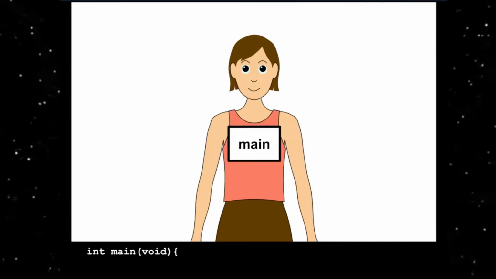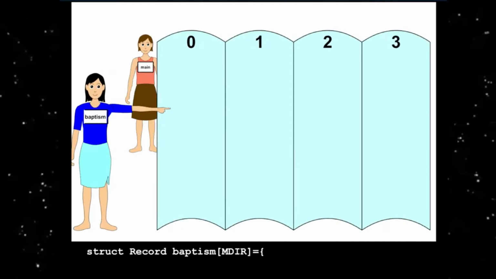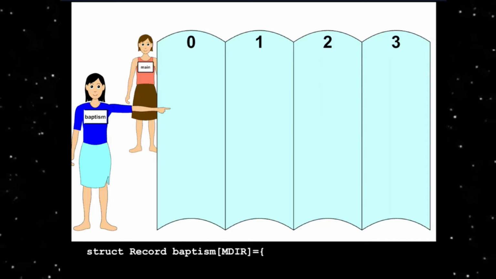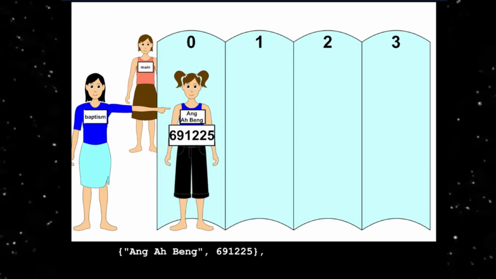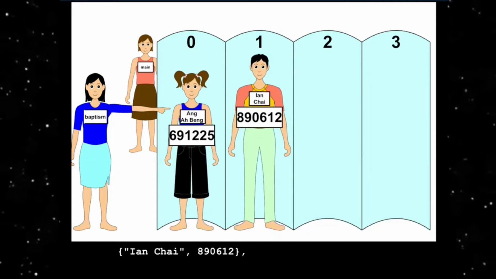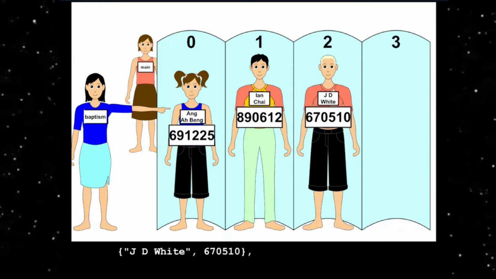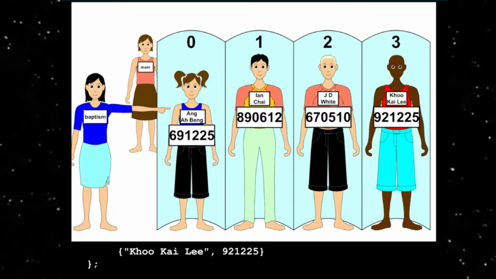We start with our main function. This is the array baptism for our sequential search demo. There are 4 records in our array. They are Ang Ah Beng, baptized in 69, Ian Chai, baptized in 89, J.D. White, baptized in 67, and Koo Kai Lee, baptized in 92.